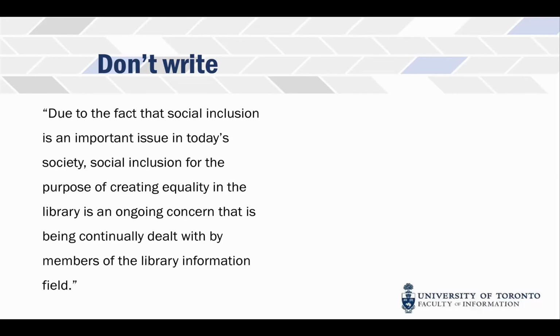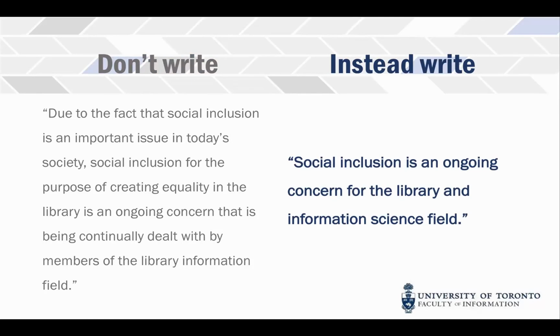Take a look at this sentence. Due to the fact that social inclusion is an important issue in today's society, social inclusion for the purpose of creating equality in the library is an ongoing concern that is being continually dealt with by members of the library information field. This sentence actually makes a very simple point, but when faced with a sentence like this, most readers will become exhausted very quickly. The version on the right side of the slide is much better. Social inclusion is an ongoing concern for library and information science field.